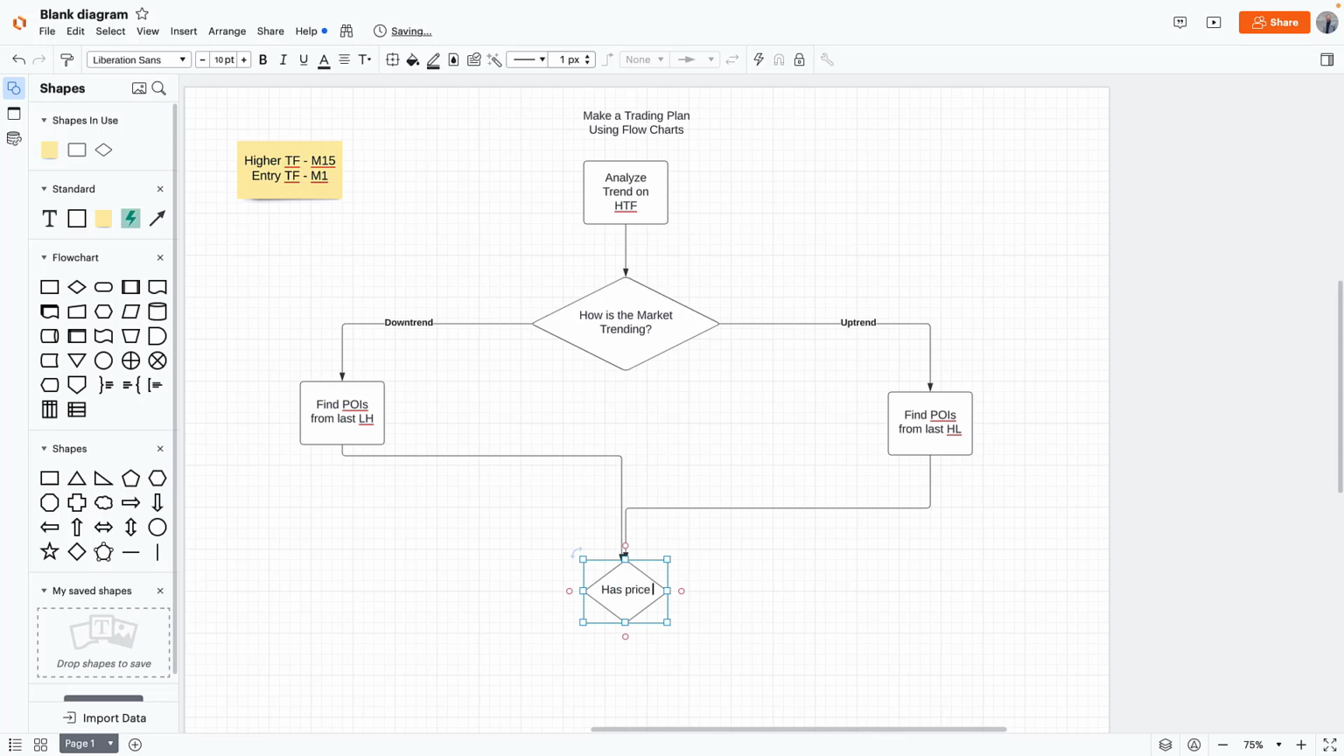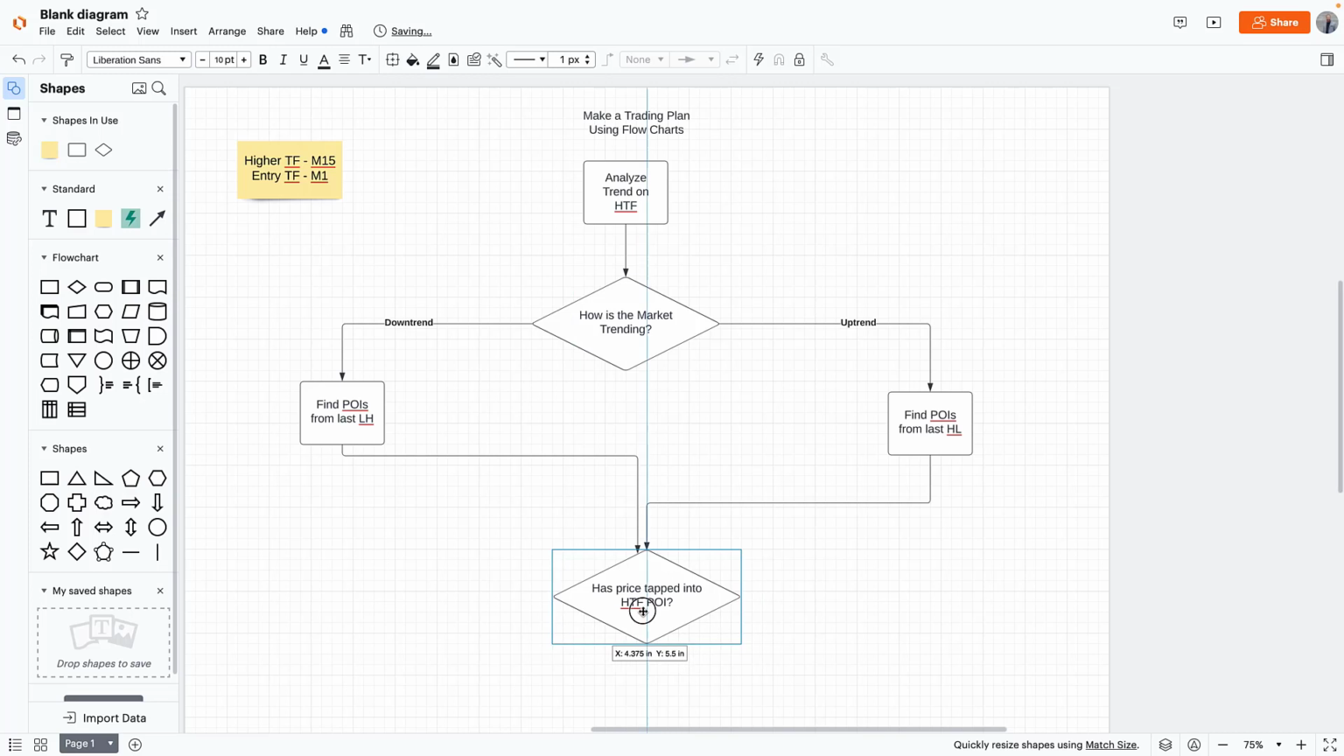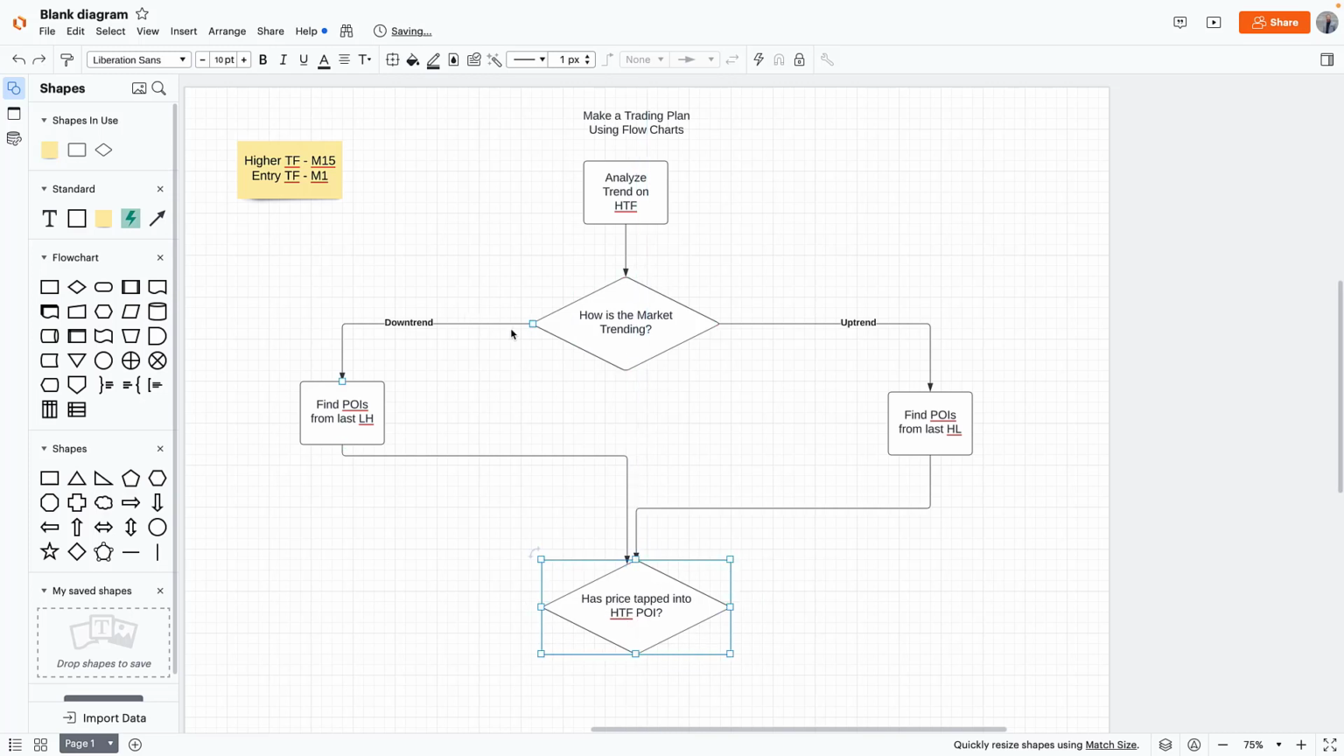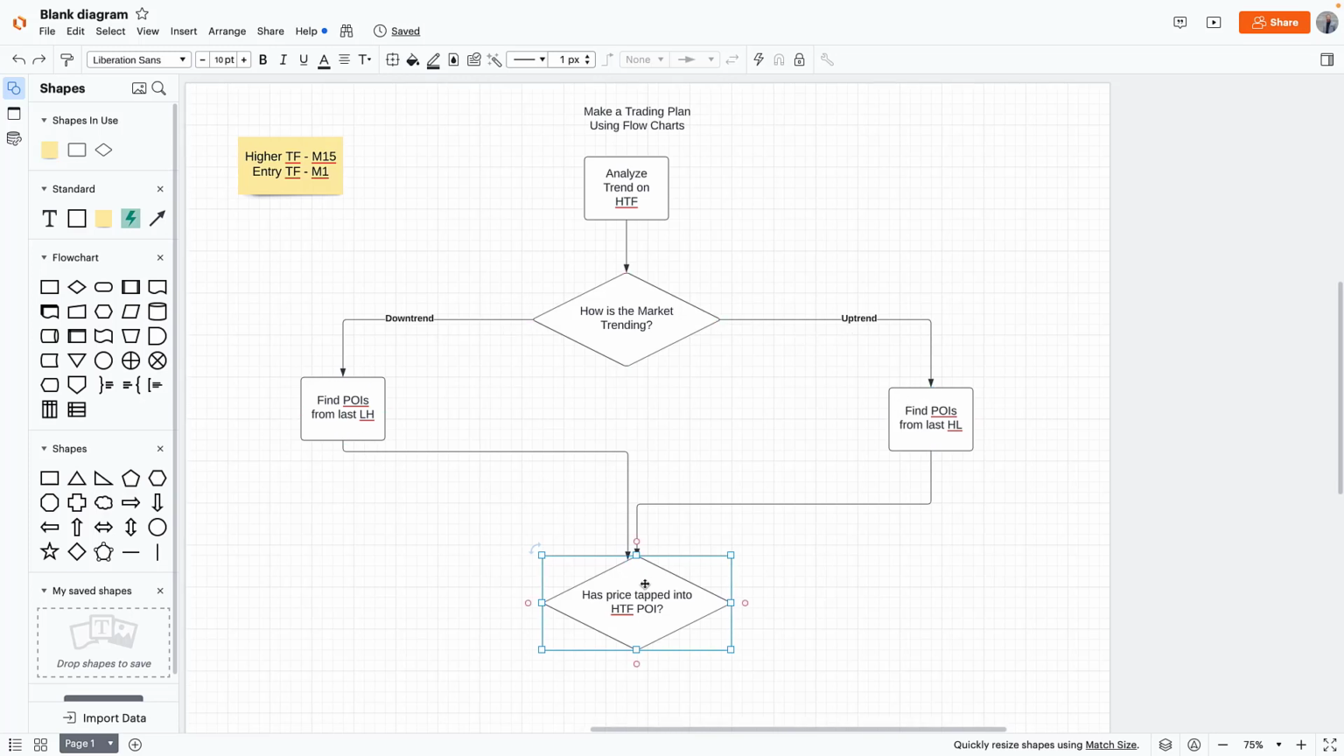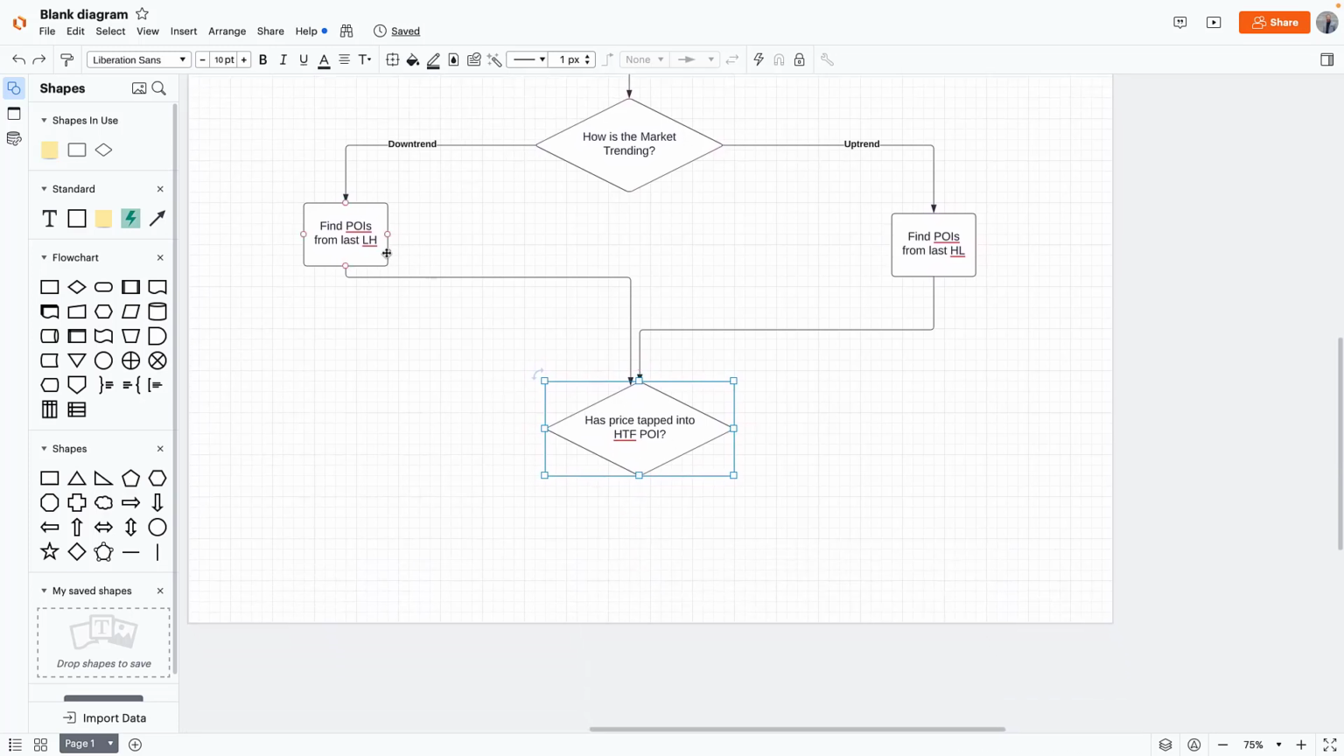Has price tapped into the higher time frame POI? Regardless, even though they were two different things that happened, an uptrend or a downtrend, I still had them all arrive at the same place. But it's just important to note because you may have different actions that happen.